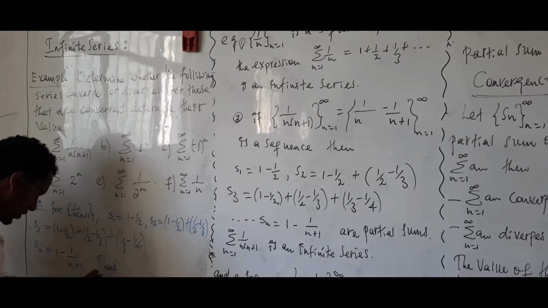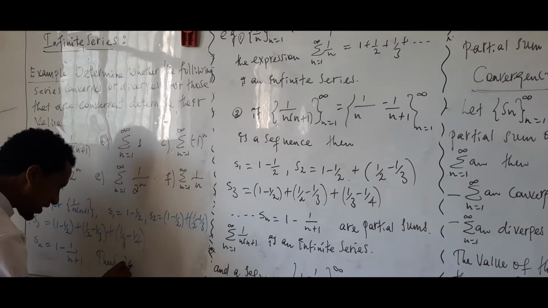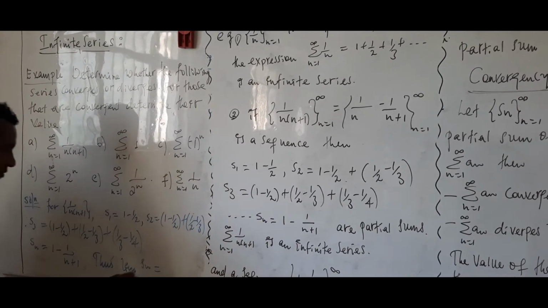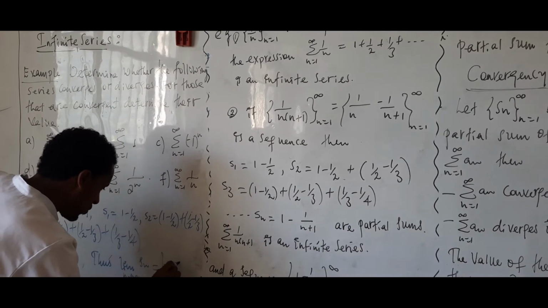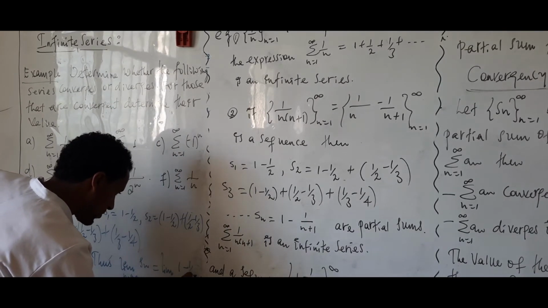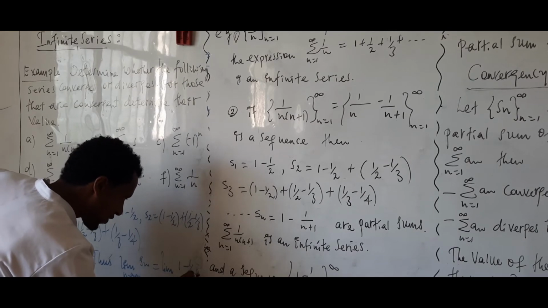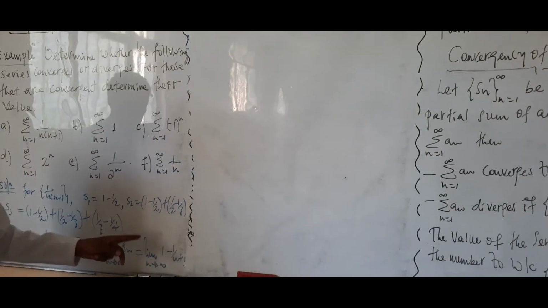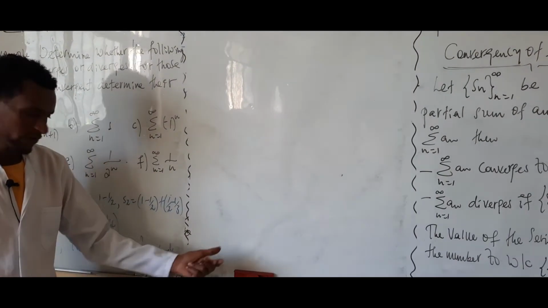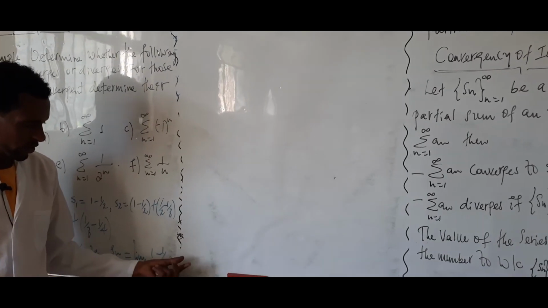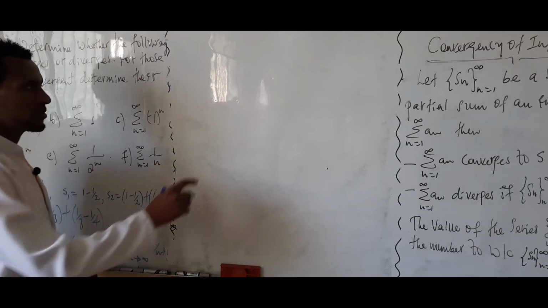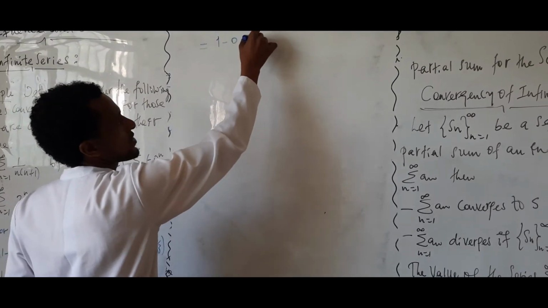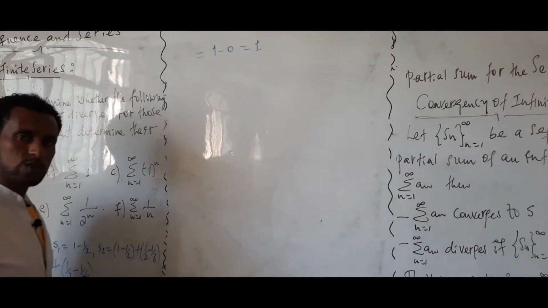Thus, the limit of Sn as n goes to infinity is equal to the limit of 1 minus 1 over n plus 1 as n goes to infinity. As n goes to infinity, n plus 1 goes to infinity, so 1 over n plus 1 goes to 0. So the limit of Sn is equal to 1 minus 0, that is equal to 1.